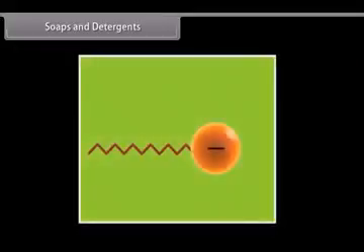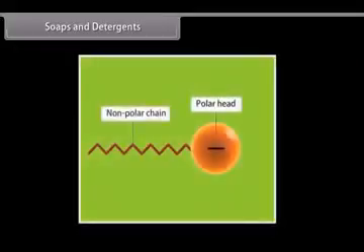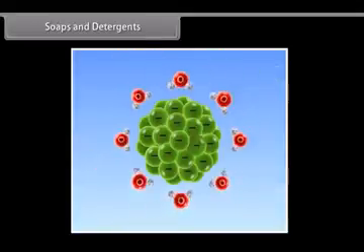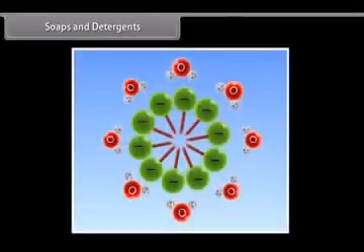These molecules must have a strong polar head and a non-polar hydrocarbon chain tail. When you add this molecule to water, the non-polar tails of the molecules clump into the center of a ball. This is because they are hydrophobic or water-hating. The polar head of the molecule interacts with the water molecules on the outside of the micelle.